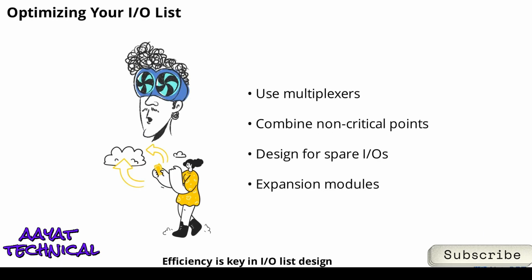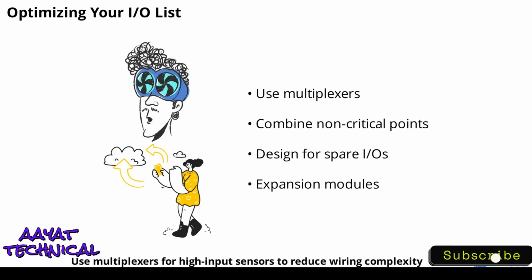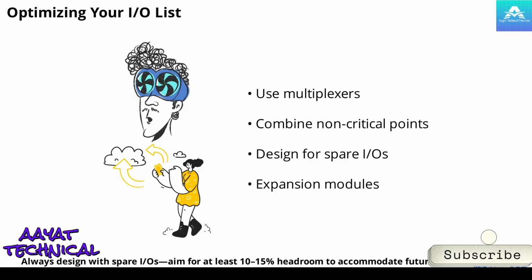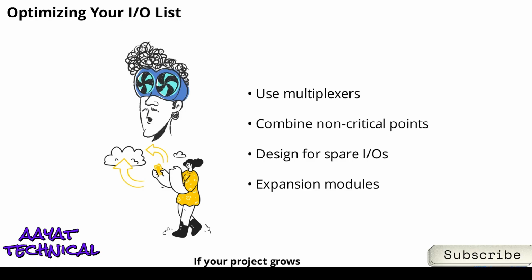Efficiency is key in I/O list design. Use multiplexers for high-input sensors to reduce wiring complexity. Combine non-critical points on multi-channel inputs where possible. Always design with spare I/Os. Aim for at least 10-15% headroom to accommodate future changes. If your project grows, expansion modules or additional I/O modules can help scale up without hassle. These optimization tips not only save costs, but also make your BMS flexible and future-proof.